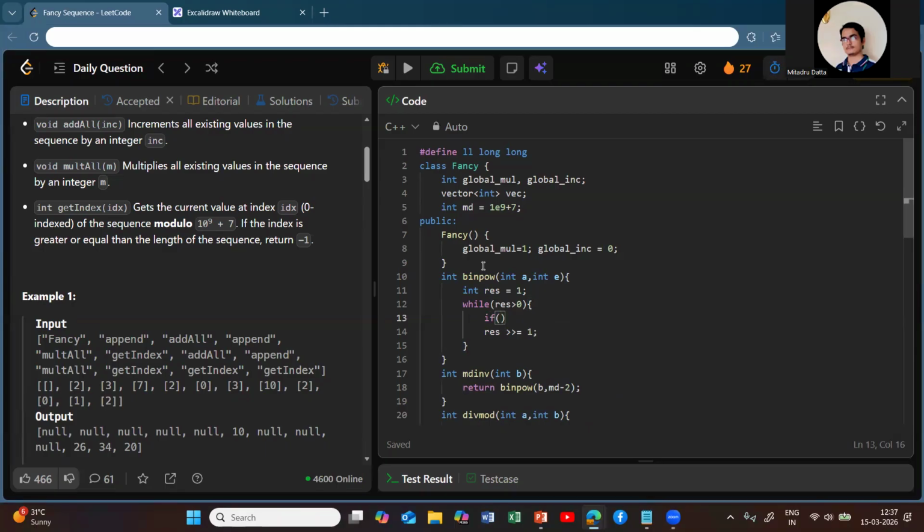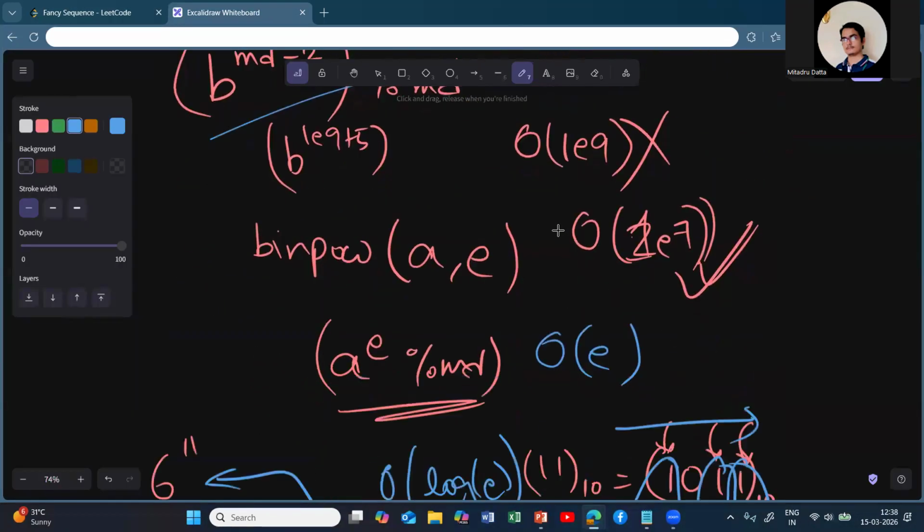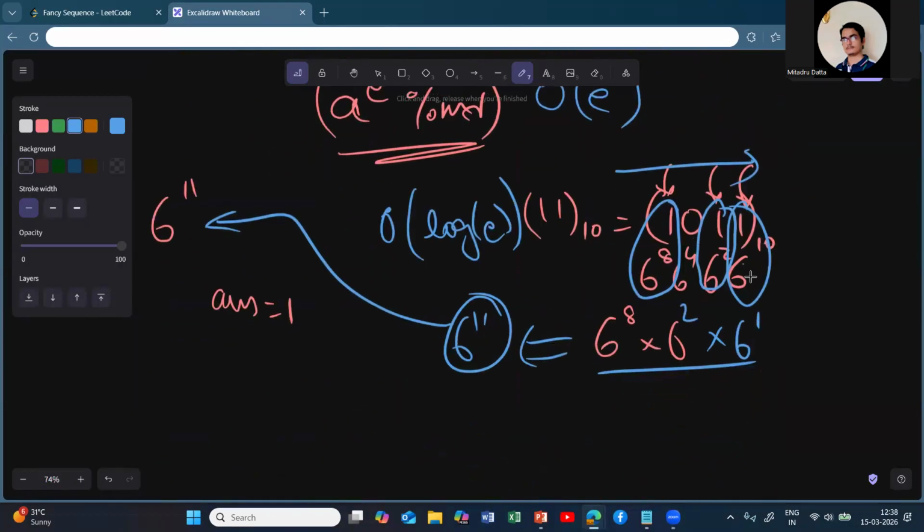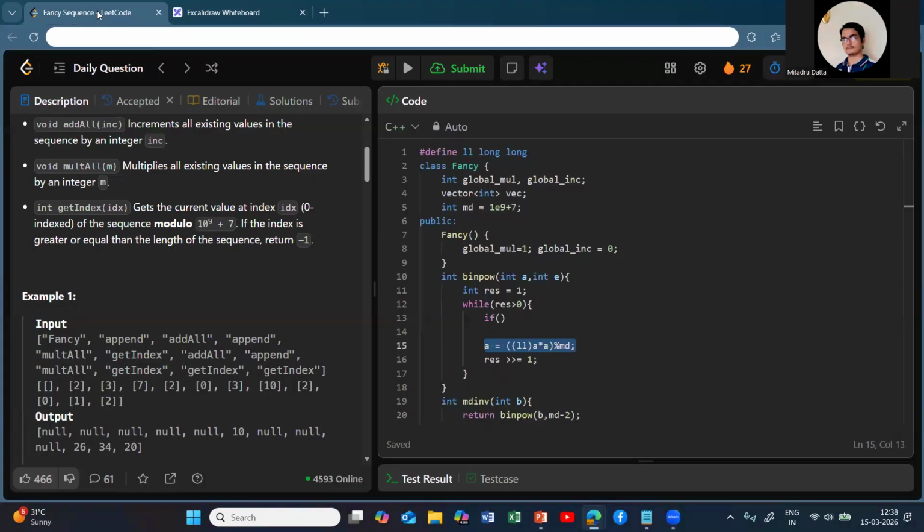And if I see this bit is set, then I will also have an a which will get multiplied. So a will be nothing but a into a, and this is nothing but long and whole mod. So what does this mean? Every time I am squaring, multiplying a with itself. So 6 I am multiplying with itself. So 6 square, 6 power 4, 6 power 8. These things I am storing, okay, every time in a only.